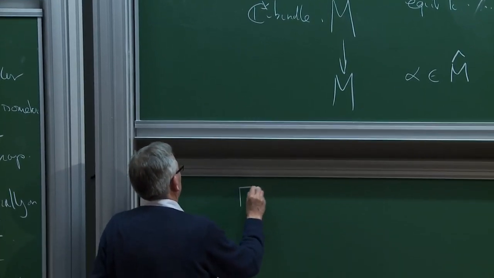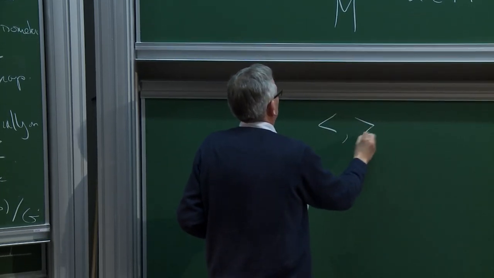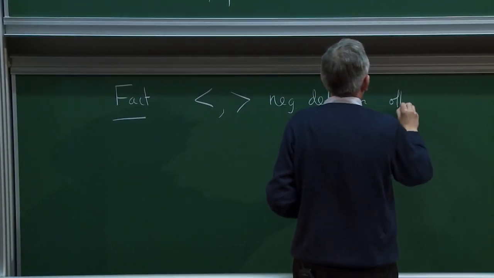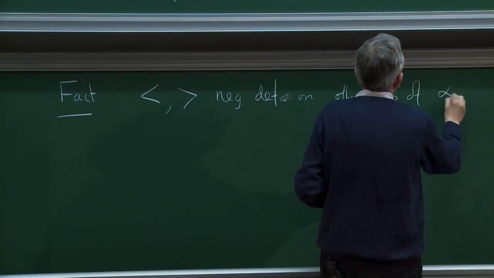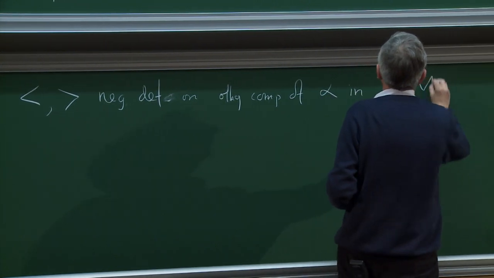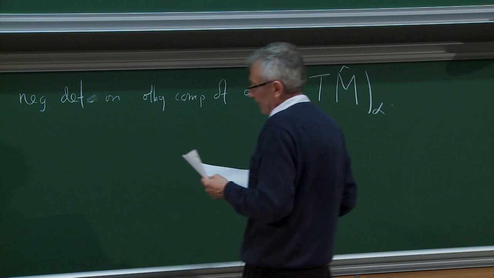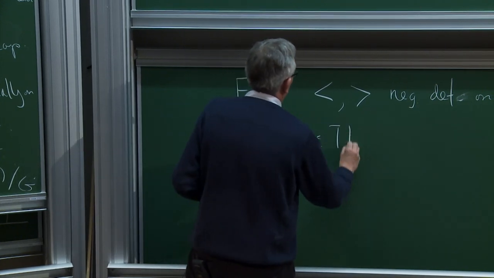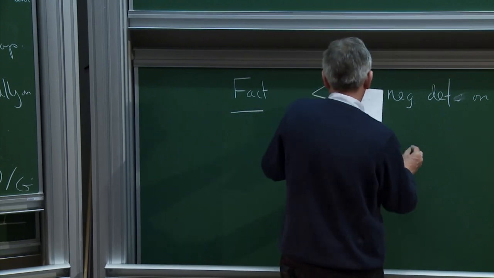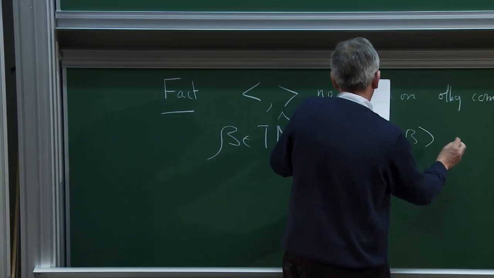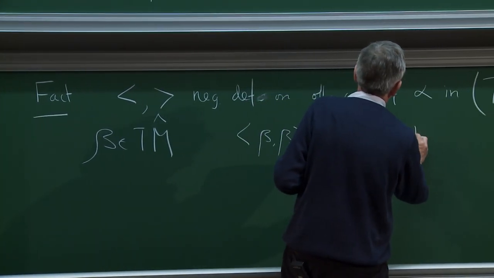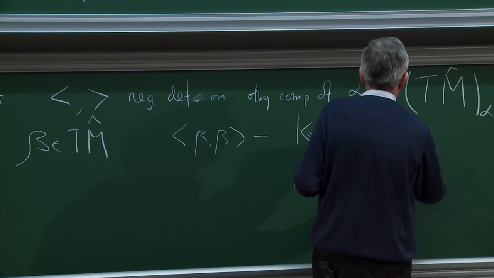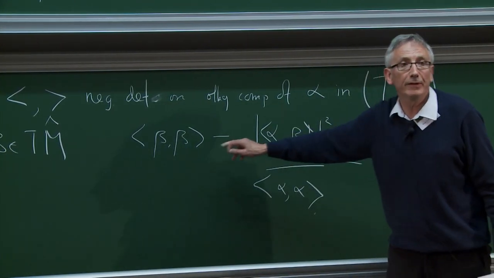So, basic fact: negative definite on the orthogonal complement, for alpha in the tangent space at alpha. That's to say, if we have any beta in the tangent space, and I remove the component along alpha, which is some formula like this, then that thing is negative, and zero if and only if beta is a multiple of alpha.